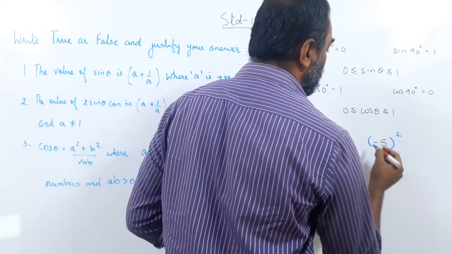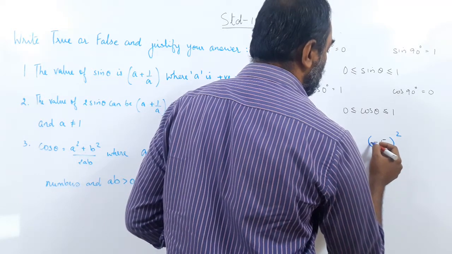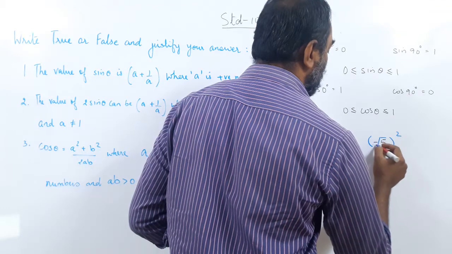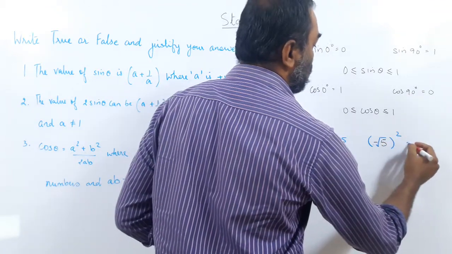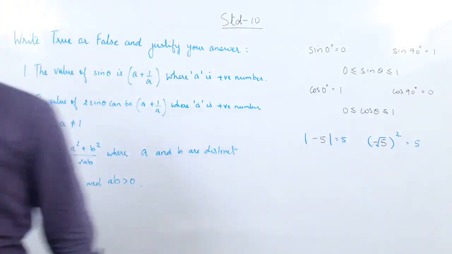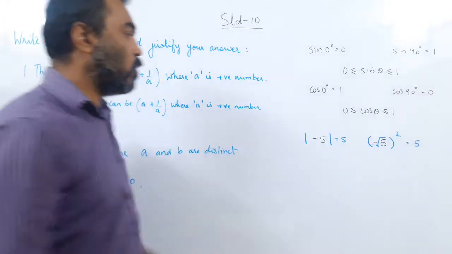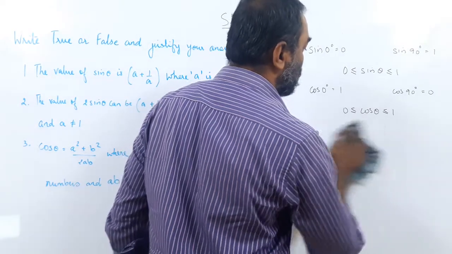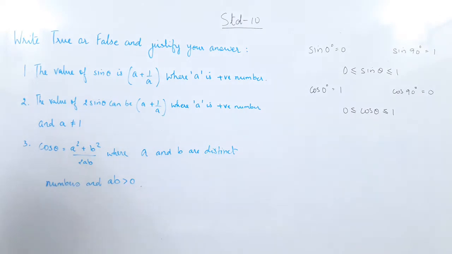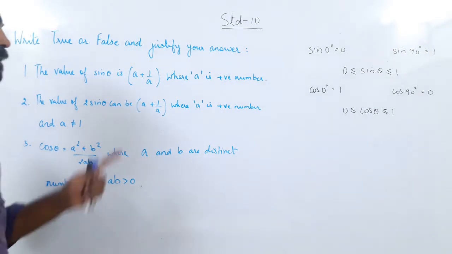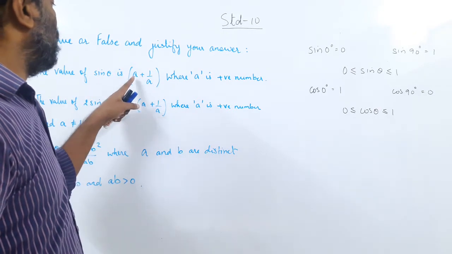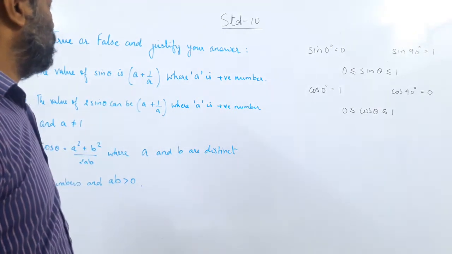But what I will do, I will do minus of root 5. So root 5 square will give me 5. The only idea here is what? That when you do a modulus or a square, a negative number turns positive. So in this kind of sums, we are going to use that kind of logic. Now you see we have got a here and 1 by a here. How to get a and 1 by a?